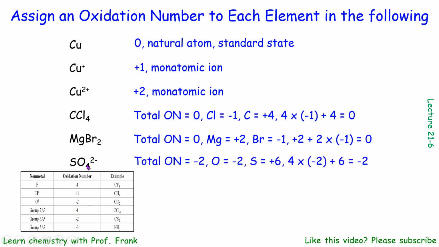This one is a polyatomic ion, and the overall charge is 2 minus. Therefore, the overall oxidation number should be -2. Oxide should be -2 from this table. Then, let's calculate the oxidation number for sulfur. Each oxide -2, and then we have 4 oxides, that's -8. -8 plus sulfur's oxidation number equals -2. The sulfur, obviously, is +6.